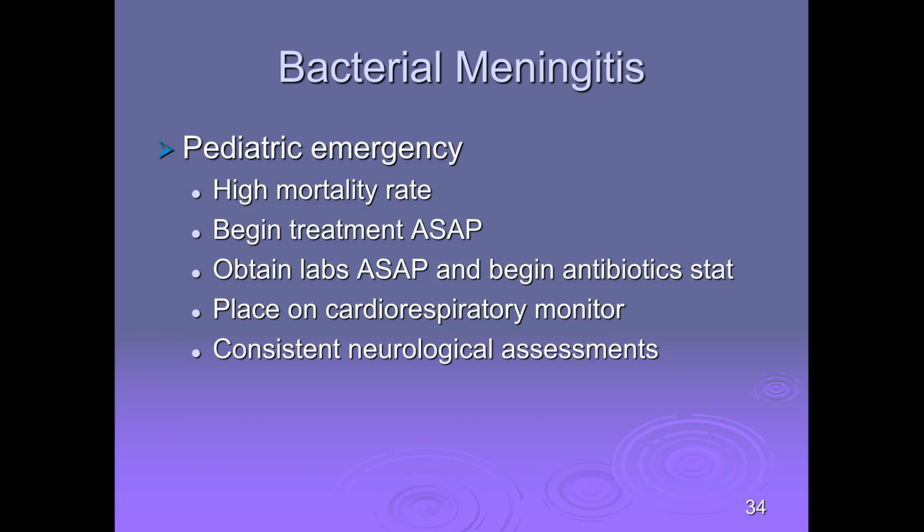So the way to combat that high mortality rate is to begin treatments ASAP, and you're going to start broad spectrum IV antibiotics ASAP. You're going to get your labs, blood cultures, you're going to get CSF cultures, and those cultures need to be gotten before you start those antibiotics. But as soon as you can get those antibiotics hanging after they've gotten everything they need to get, I would go ahead and hang them.